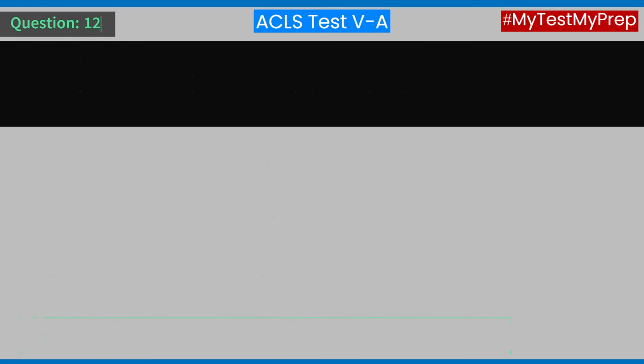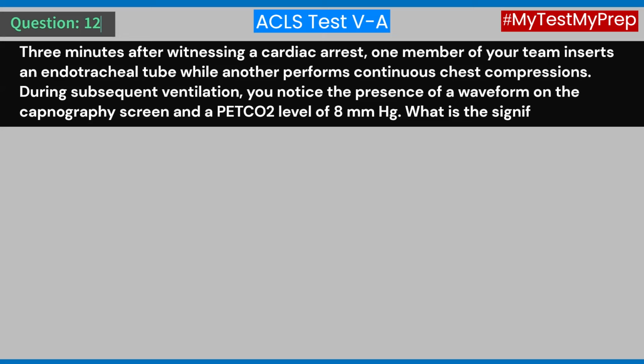Question 12. 3 minutes after witnessing a cardiac arrest, one member of your team inserts an endotracheal tube while another performs continuous chest compressions. During subsequent ventilation, you notice the presence of a waveform on the capnography screen and a PETCO2 level of 8 mm of mercury. What is the significance of this finding?